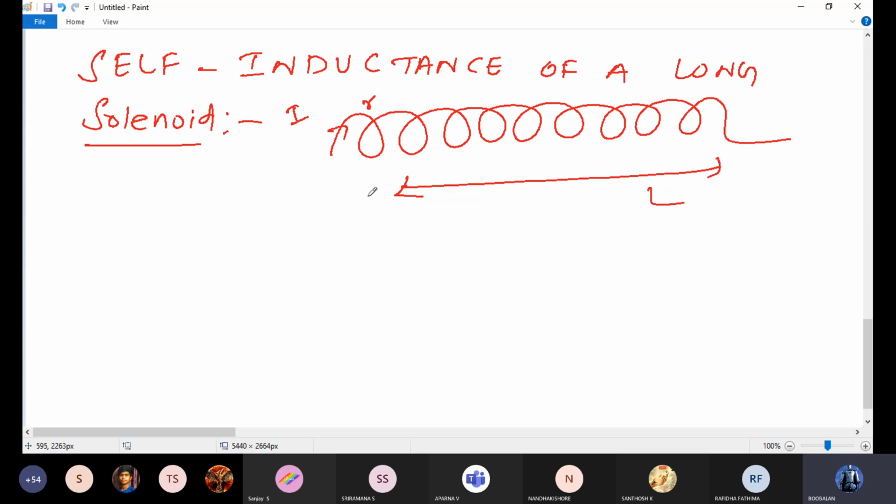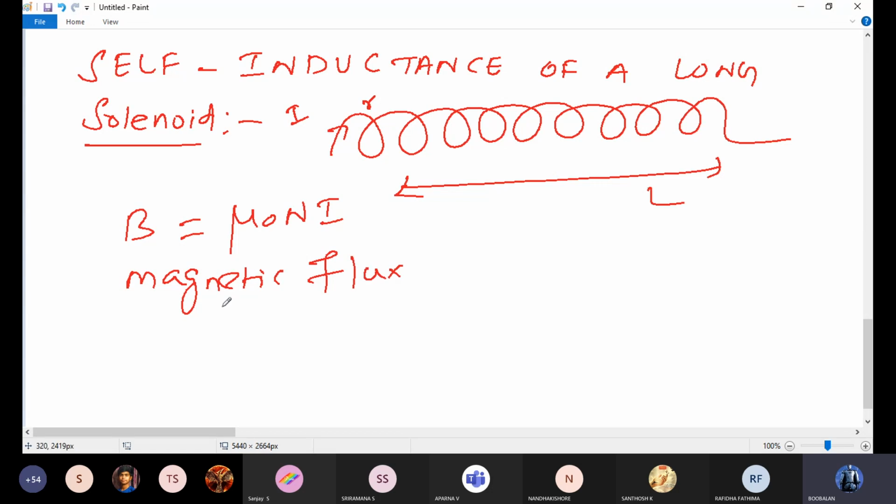Consider n number of turns, then you get the magnetic field formula: B is equal to mu naught n I. Kindly refer to the previous chapter, you will get an idea. That is the magnetic field formula. Now I will link this with magnetic flux. Magnetic flux is phi equal to B A, same formula, just multiply with A: mu naught n I into A.